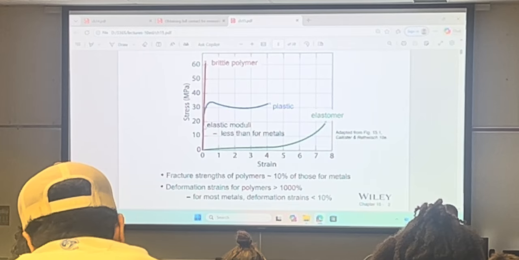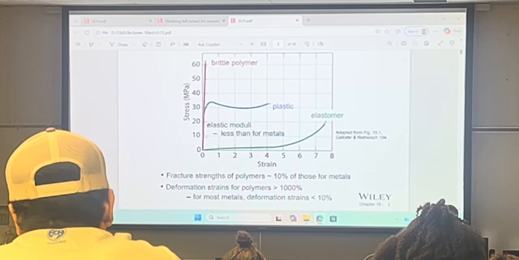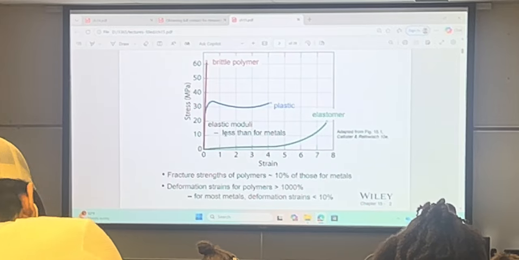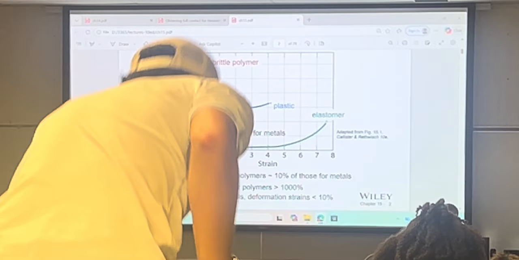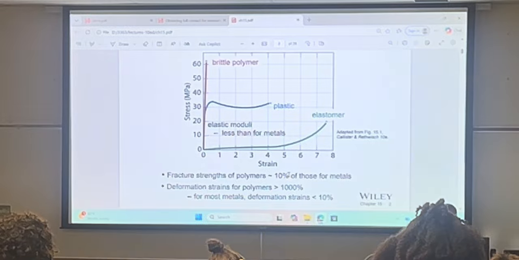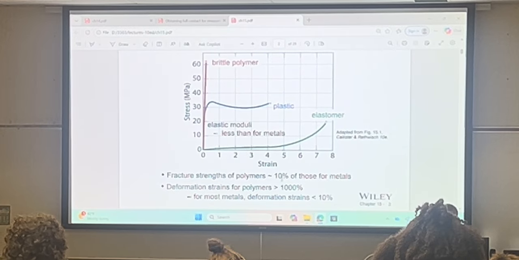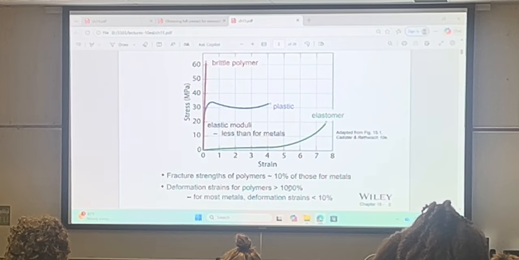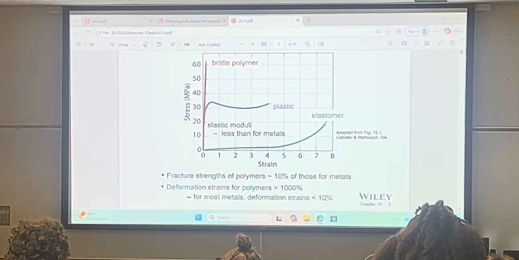And obviously you can see here the slope, which is the elastic modulus, is much less than for metals or ceramic materials. They're much less stiff. And the fracture strength is only about 10% of the metals. But they can be deformed more than 1,000%. For most of the metals, it can be only deformed to 10%. So this is 100 times more.